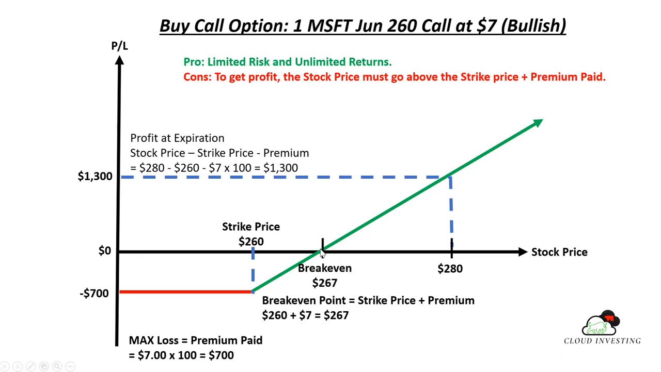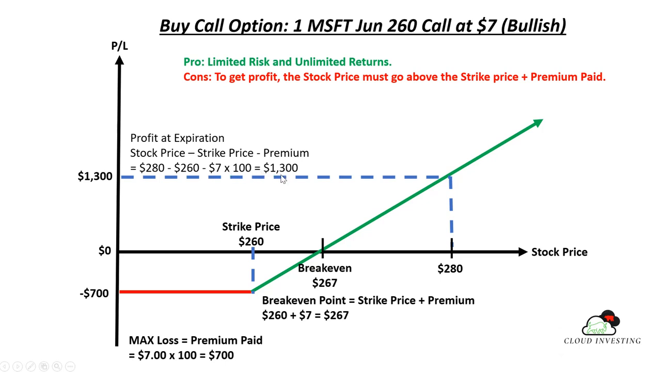So let's say the Microsoft price goes all the way up to $280. Then your profit will be the stock price minus the strike price minus the premium. That means the stock price is 280, minus 260 which is your strike price, minus the $7 premium that you pay, times 100 shares, equal to $1,300.